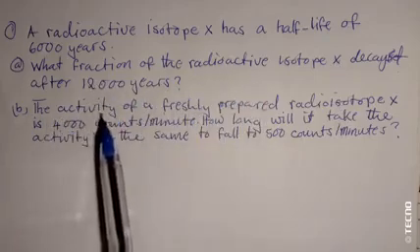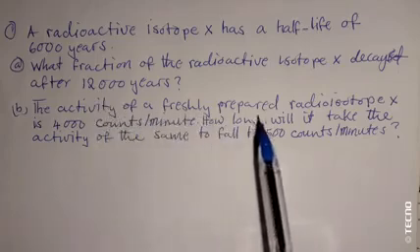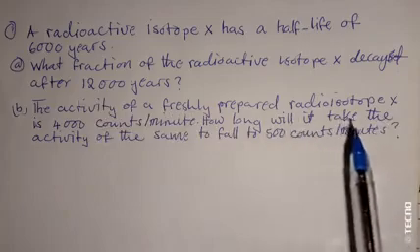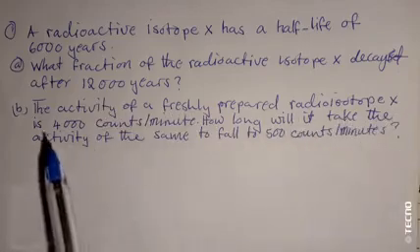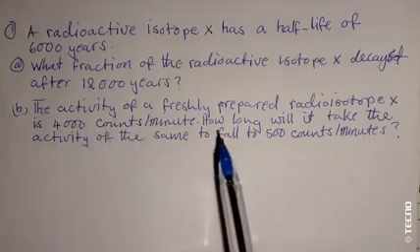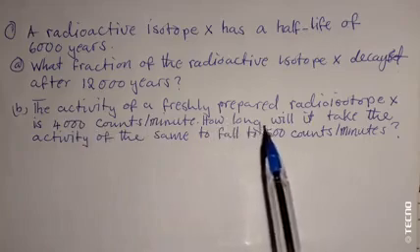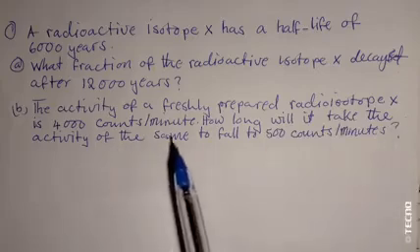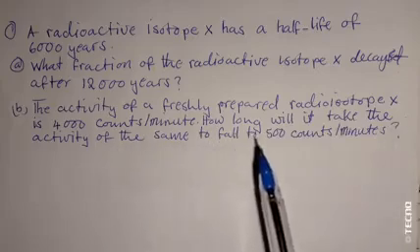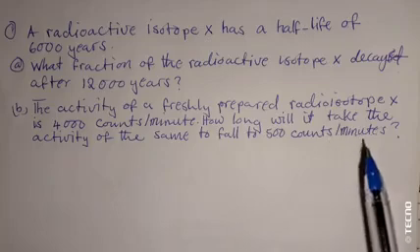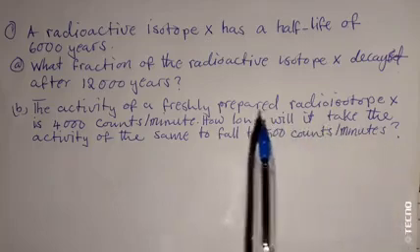Then B: the activity of a freshly prepared radioactive isotope X is 4,000 counts per minute. How long will it take the activity of the same isotope to drop to 500 counts per minute? So here we want to calculate time.